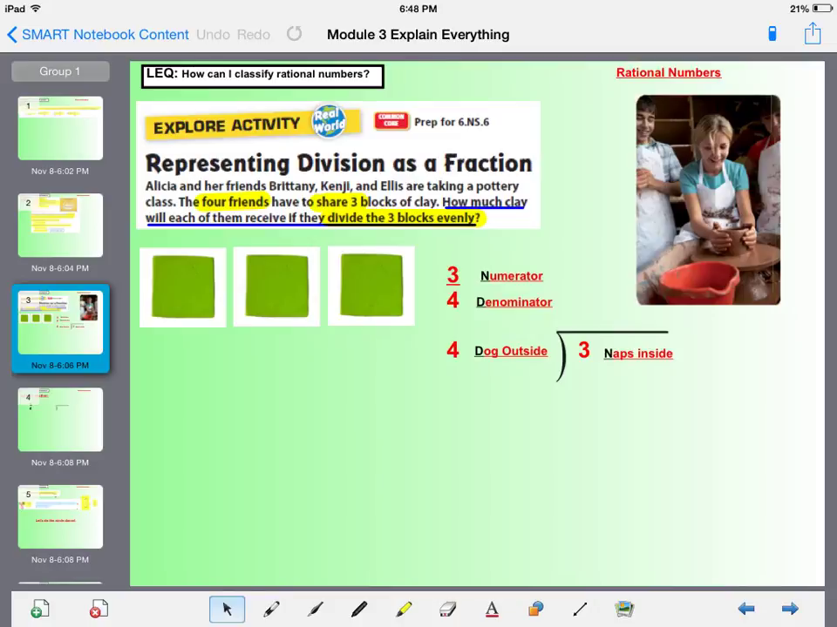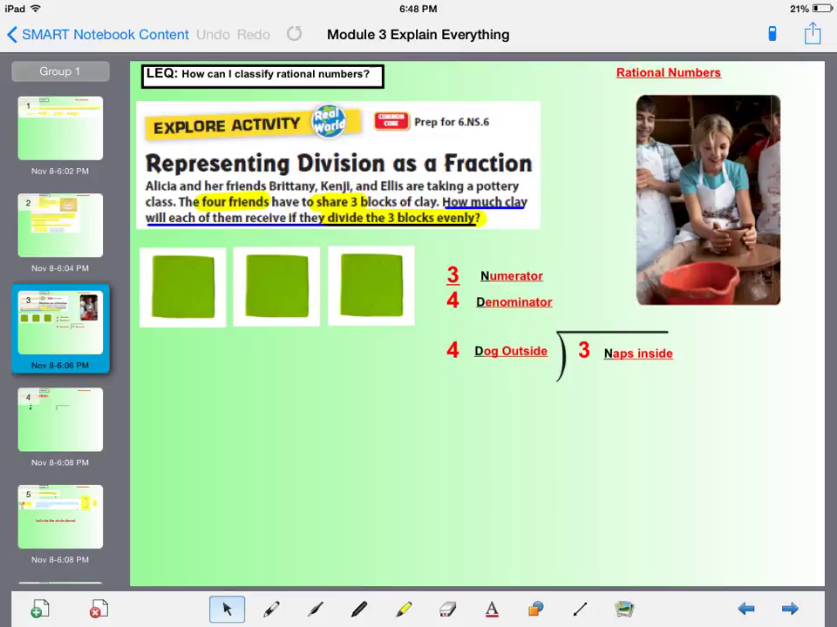We have 3 blocks of clay, that's your numerator, divided by 4 friends, that's your denominator. So you're dividing by 4. We also talked about in class how we remember which number goes on the inside and which goes on the outside. The numerator, starting with the letter N, naps inside. And the denominator, he's the dog, he goes outside. Let's go ahead and take a look at how we would divide 3 divided by 4.